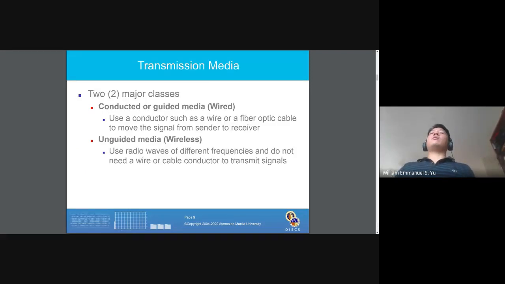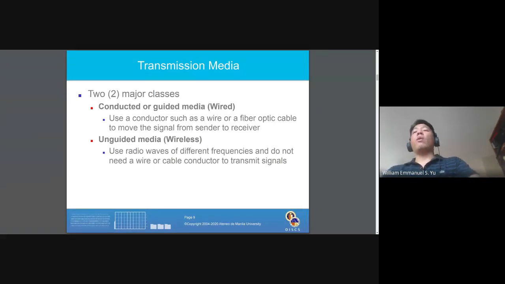Now we will talk about transmission media specifically. There are two major classes of transmission media, wired and wireless. Wired simply means there is a conductor, whether it's an optical cable or an electric cable like a copper wire, silver wire, aluminum wire, or gold wire. These are all wired or guided media. That means the signal is carried by the conductor, right? That's why it's also called conducted media, but we generally call it wired, right?